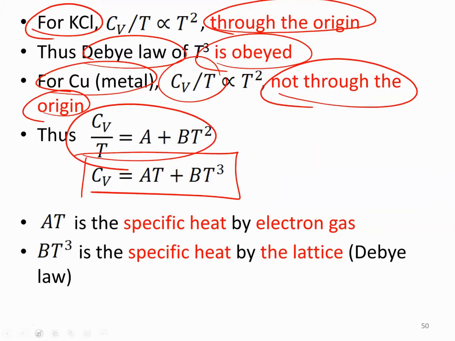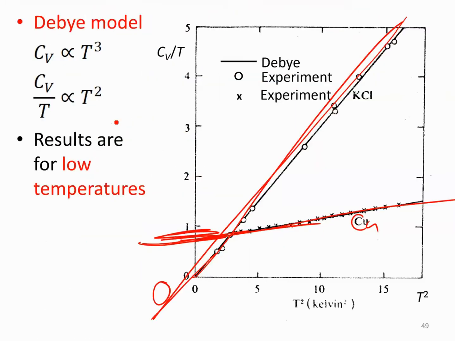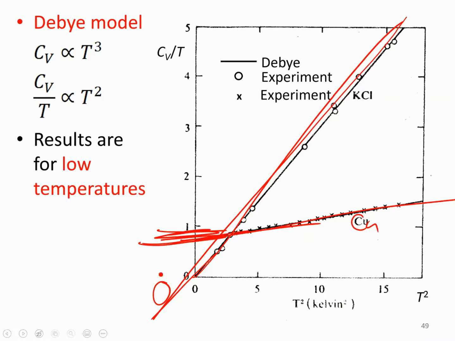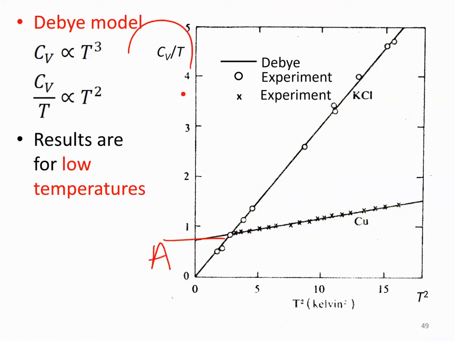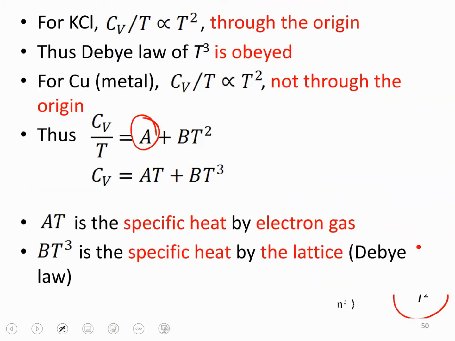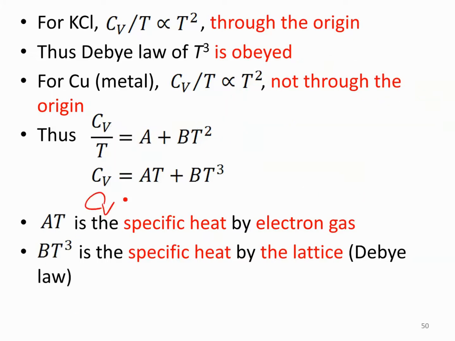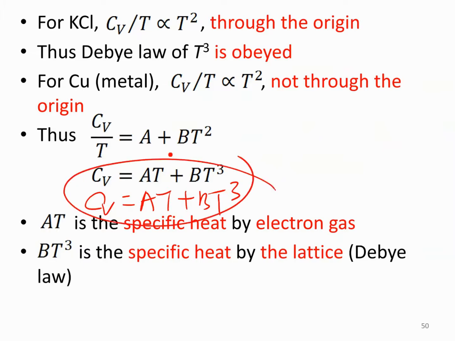The crossing point, this point, we consider as A. So CV over T versus T squared, the graph: CV over T equals A plus BT power of 2, versus T squared. When you move the T to the right hand side, you will get CV equal to AT plus BT power of 3 for copper.